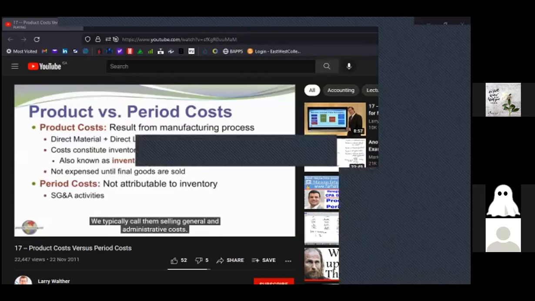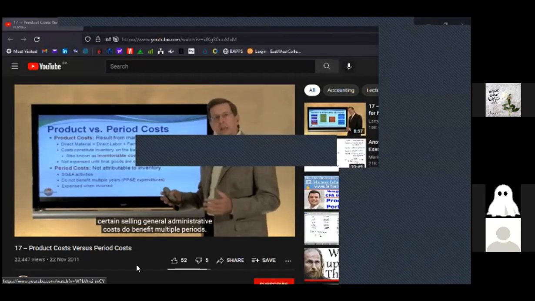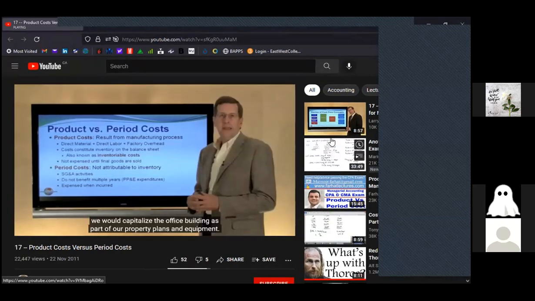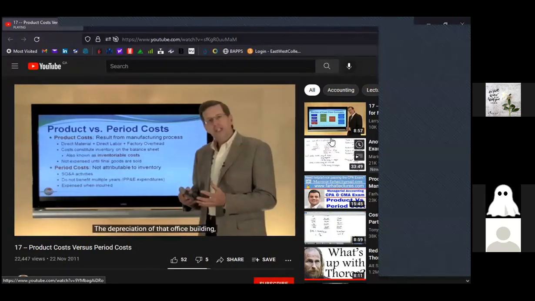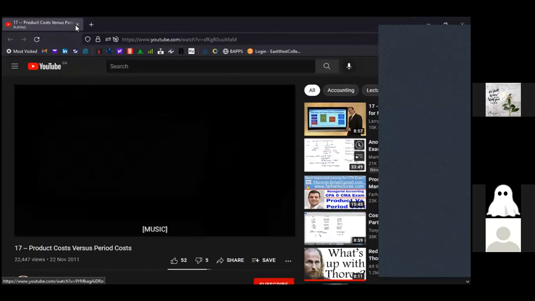Indeed, we defined that better in the previous module. They are deemed to not benefit multiple periods, and so they are expensed as incurred, as the name period cost suggests. Now, to be clear, certain selling, general, and administrative costs do benefit multiple periods. For example, expenditures to acquire a new office building, where that office building perhaps has a 40-year life. In that case, we would capitalize the office building as part of our property, plant, and equipment. The depreciation of that office building, however, would be charged as a selling, general, and administrative expense.